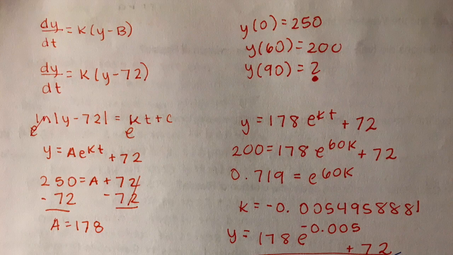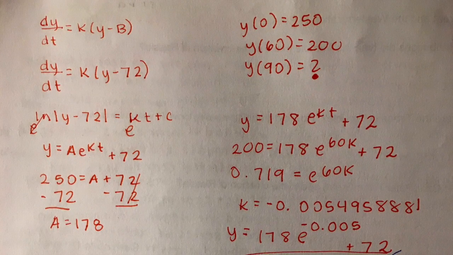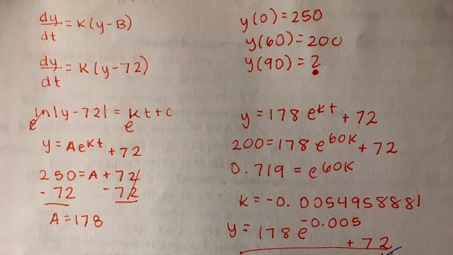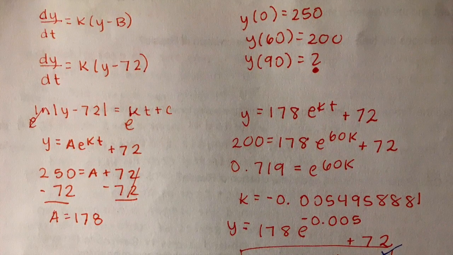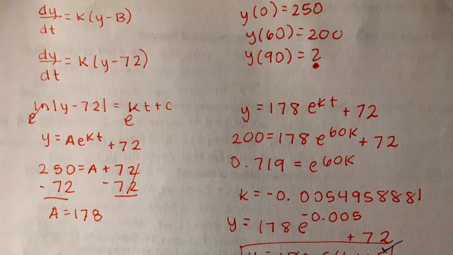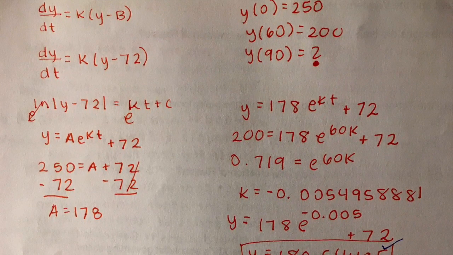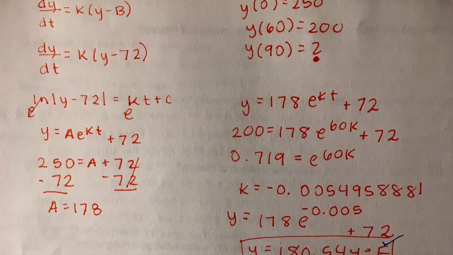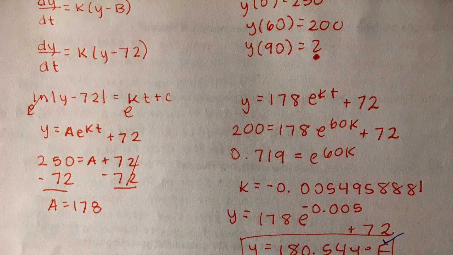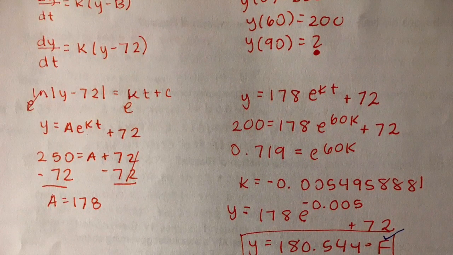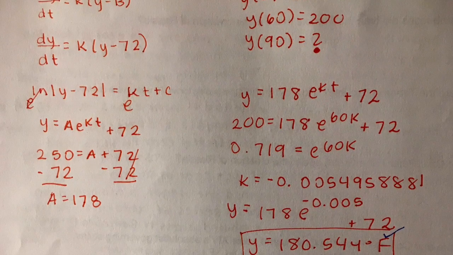And if you dissect the word problem, the oven is 250 degrees. And so we can assume that the temperature of our casserole at time t = 0 is going to be the same temperature as the oven, which is 250 degrees. So we can solve for our constant A. When you set t equal to 0 and set your equation equal to 250, you solve A to be 178. However, we're not done yet.